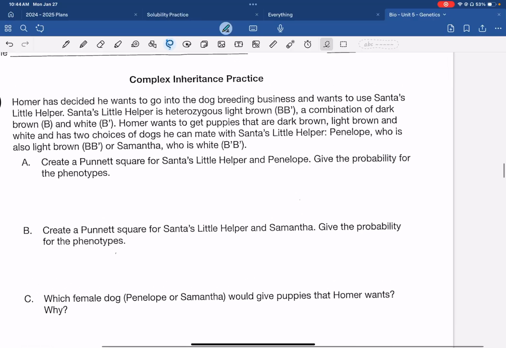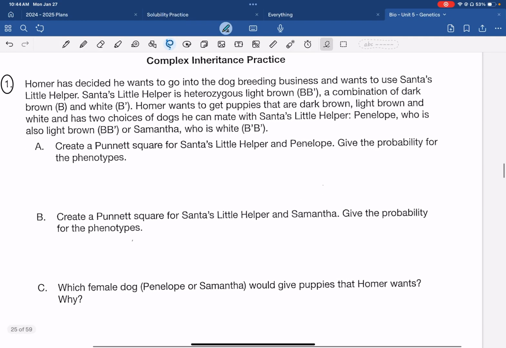Number one, Homer has decided he wants to go into the dog breeding business and wants to use Santa's Little Helper. Santa's Little Helper is heterozygous light brown, so his genotype, listed right there, is B, B prime. This is a combination of dark brown, represented by just a B, and white, represented by a B prime.